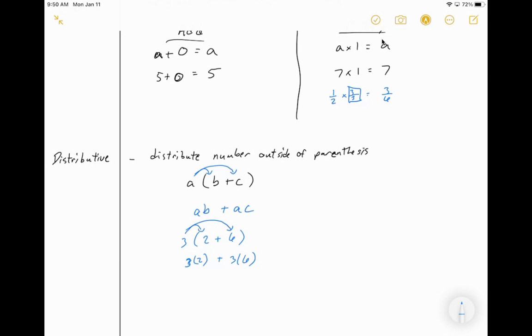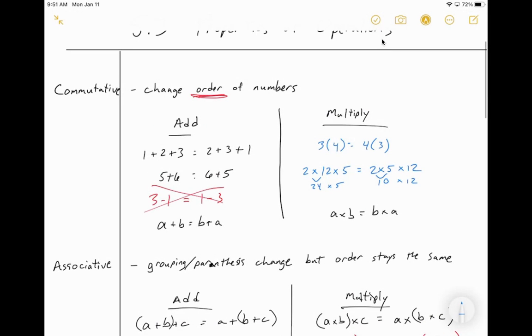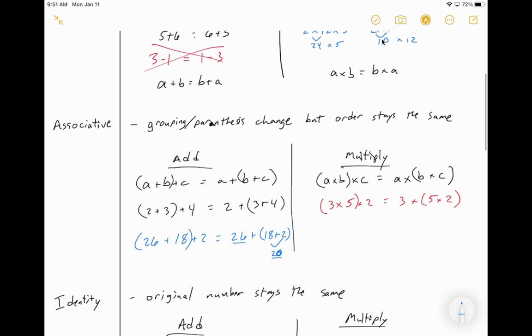Okay, so we've got these 4 properties that we went over. They're a little bit confusing, but you kind of get the hang of it if you remember really simple things about them. So that's the way I like to look at them. What about the commutative property? Well, the order changes. If I ever see the numbers change order, it's commutative property. Commutative: order changes. Associative: I see the parentheses shift around, but the order stays the same.